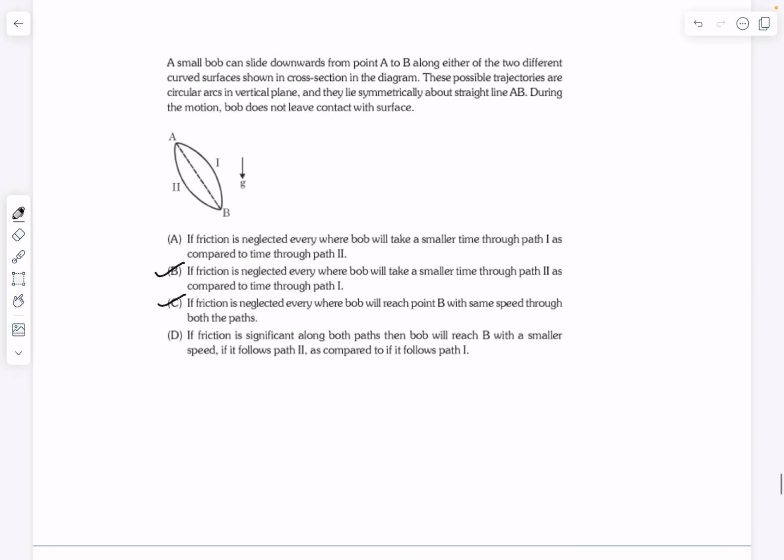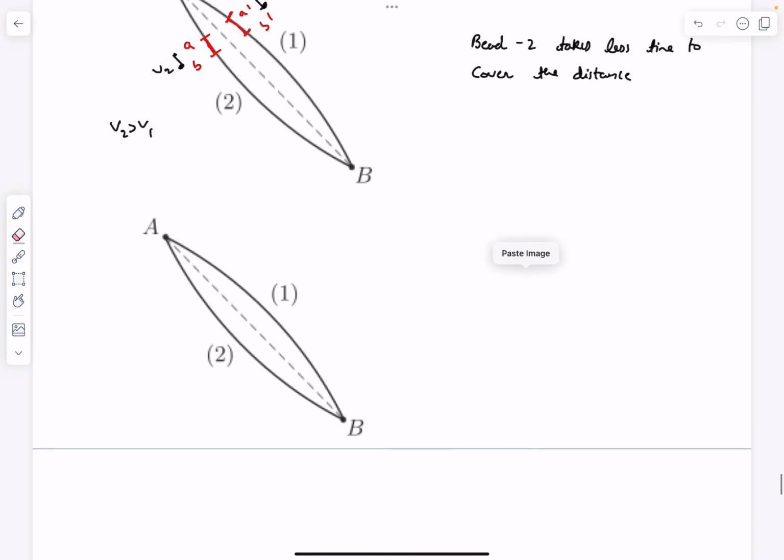Okay, so option B is correct. So now we have to talk about friction. Firstly, friction at each particular point will depend on the normal at that point, right? And we can clearly see that the normal reaction is varying from point to point.